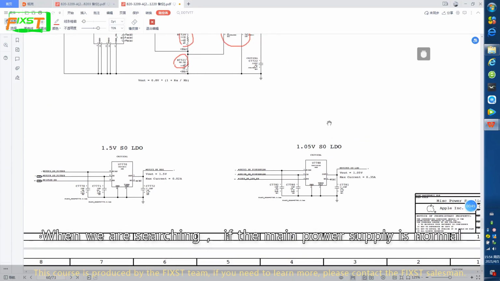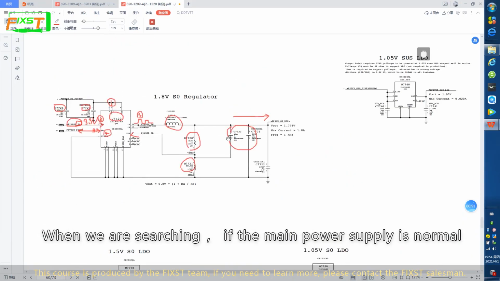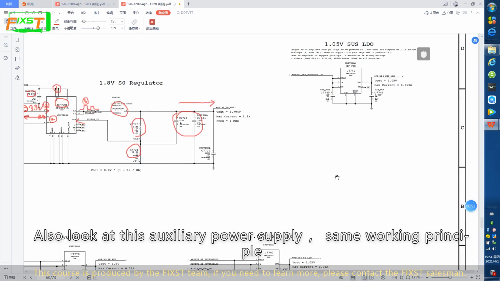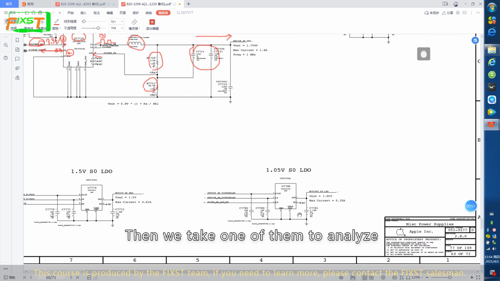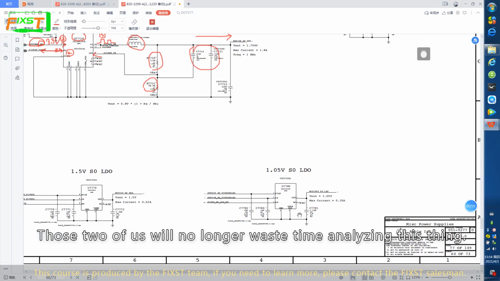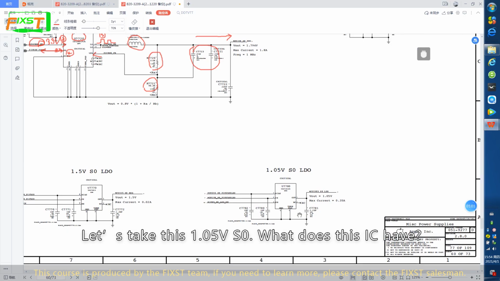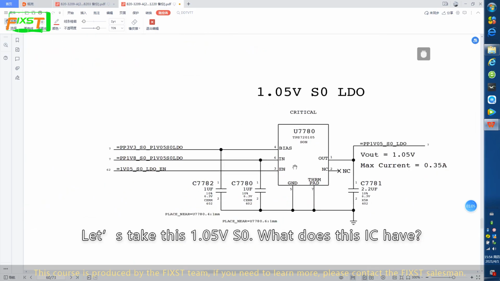When we are searching if the main power supply is normal, also look at this auxiliary power supply, same working principle. Then we take one of them to analyze. We will no longer waste time analyzing the others. Let's take this 1.05 volt one. What does this IC have?